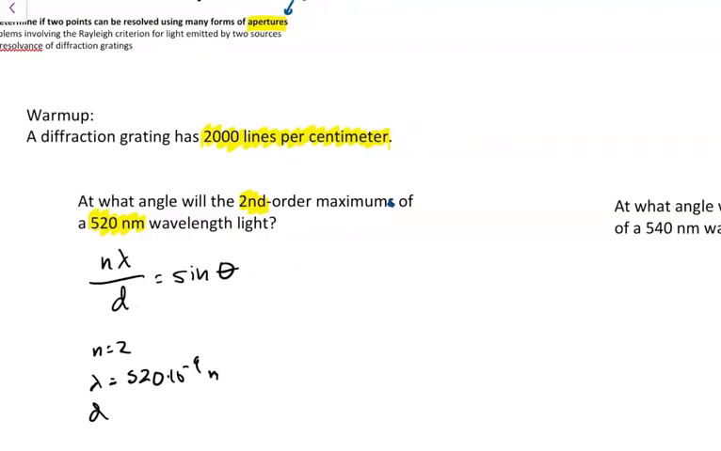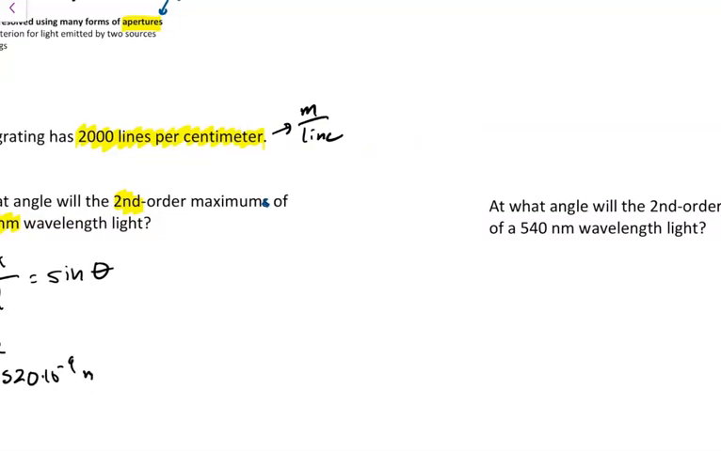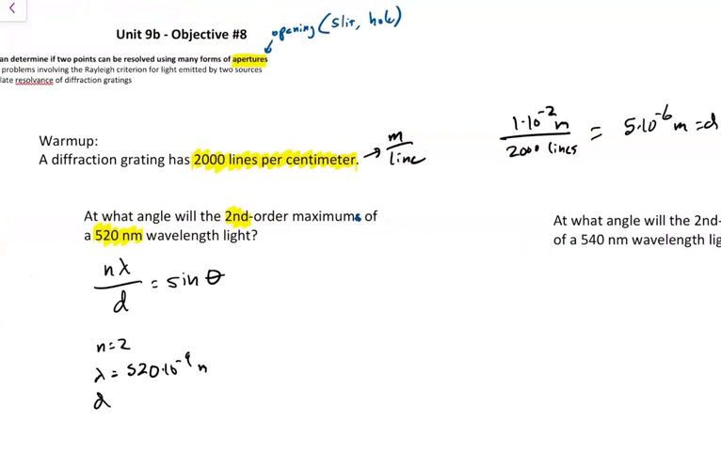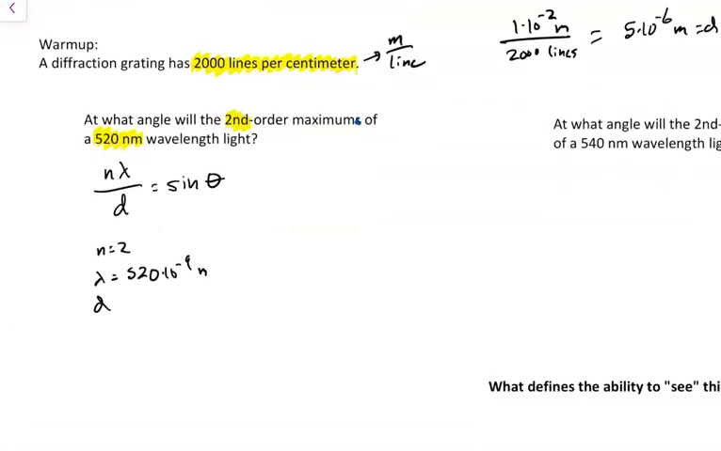Now this is lines per centimeter. We've seen lines per millimeter more often, and we need to convert this into meters per line. So if we had 1 centimeter, 1 times 10 to the negative 2nd meters, we would have 2,000 lines. And that's how we convert it to meters per line, which is just the distance between each slit. If we solve for this, we should end up with 5 times 10 to the negative 6 meters, and that should be our d.